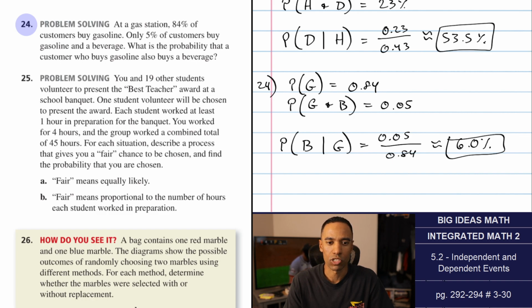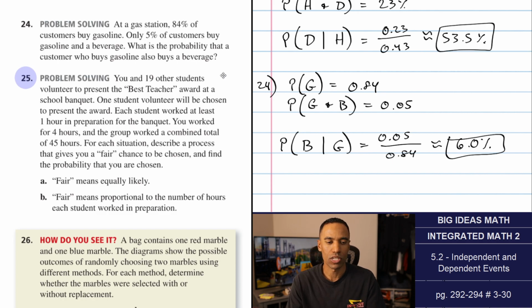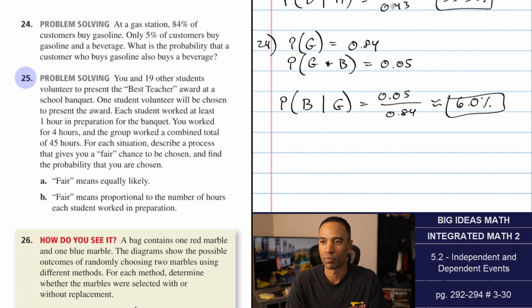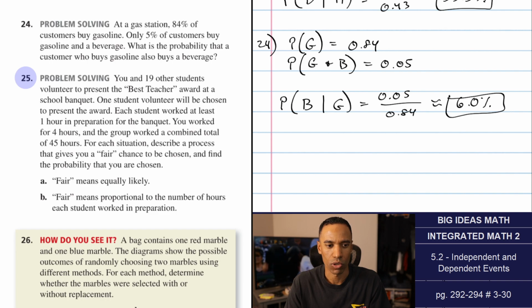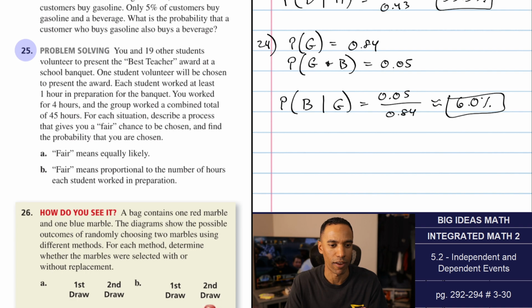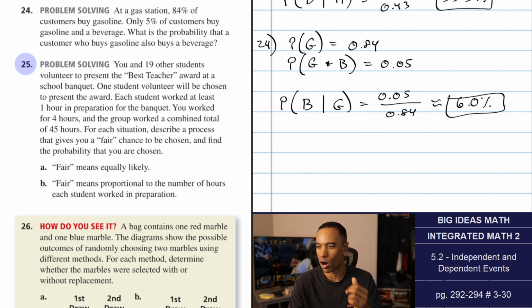Okay, let's move on to number 25. You and 19 other students volunteer to present the Best Teacher Award to Mr. Robinson at a school banquet. One student volunteer will be chosen to present the award. Each student worked at least 1 hour in preparation for the banquet. This is an interesting question. You worked for 4 hours, and the group worked a combined total of 45 hours. For each situation, describe a process that gives you a fair chance to be chosen, and find the probability you are chosen.